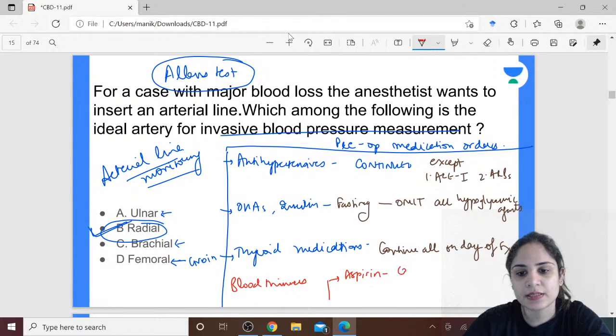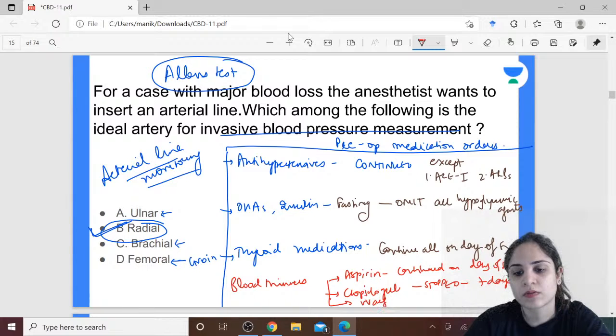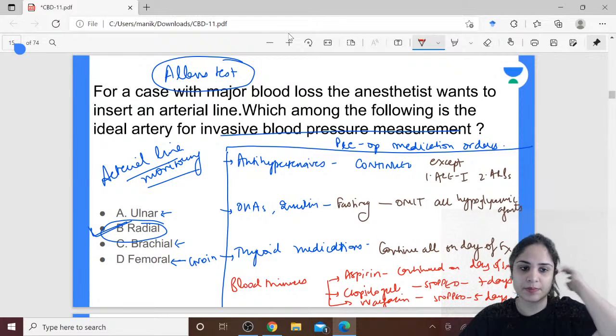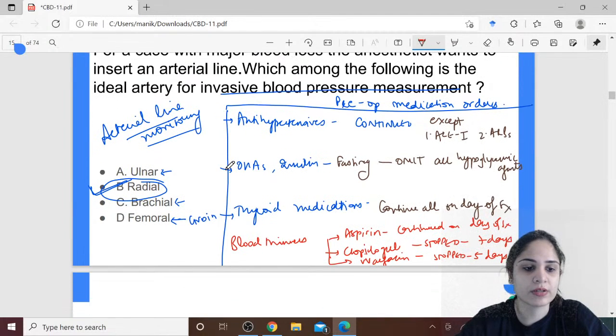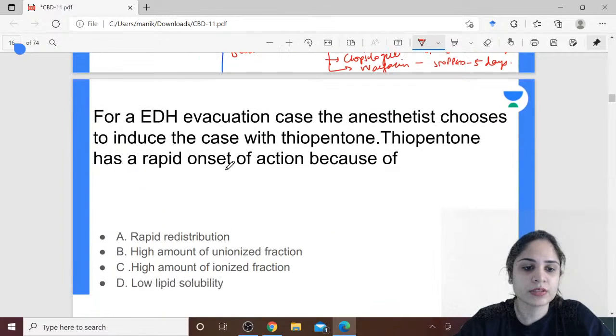So remember, aspirin can be continued on the day of surgery. Second is clopidogrel. Clopidogrel needs to be stopped 7 days prior to surgery. And the last one is warfarin. Warfarin needs to be stopped 5 days prior to surgery. These are the ones that they keep asking again and again, and these are the ones where people make the maximum mistakes. That's why I'm revising this for you guys. You should be able to answer these. These are basic questions from anesthesia that can come in your exam. Okay, moving on to the next question.